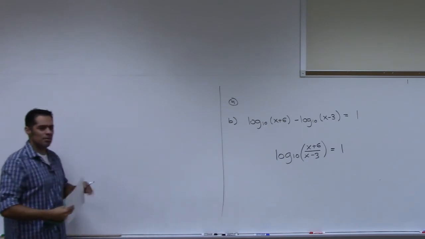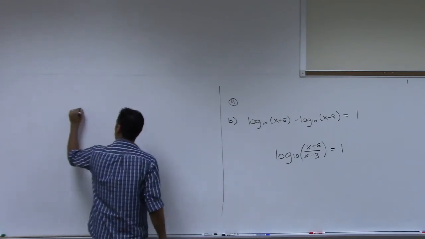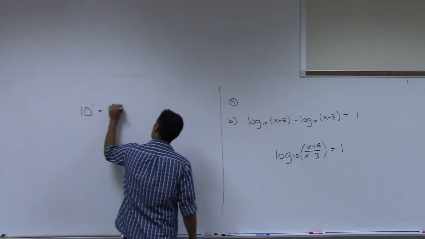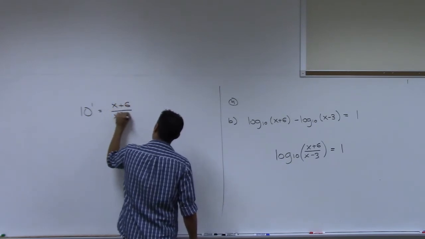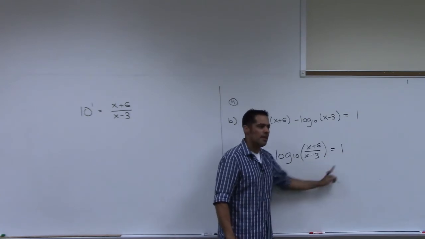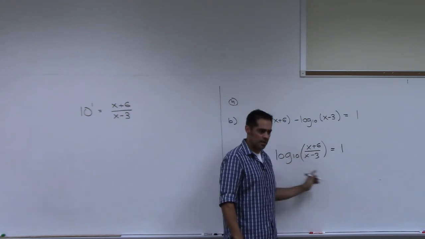We did not use the loop at all in part A, right? Not at all. So my next line should read 10 raised to the first power equals x plus 6 over x minus 3. Be careful. This is not 10 times 1, right? It's 10 raised to the 1. So if that was a 2, this would be 10 squared. If that was 3, 10 cubed.